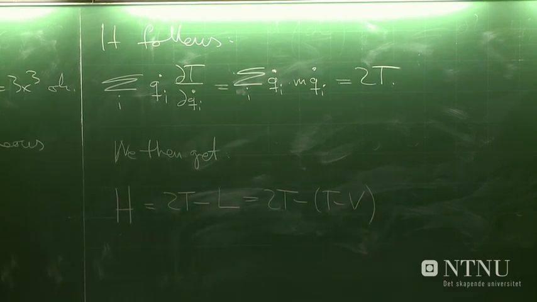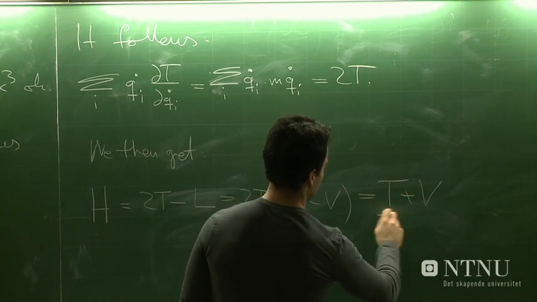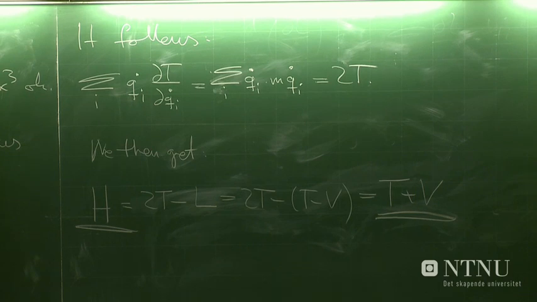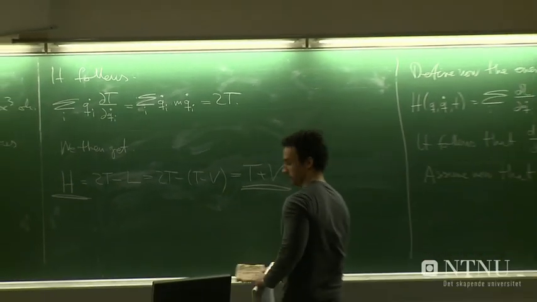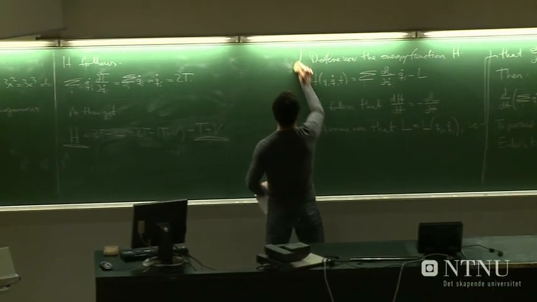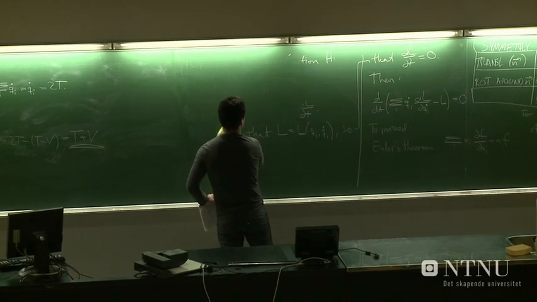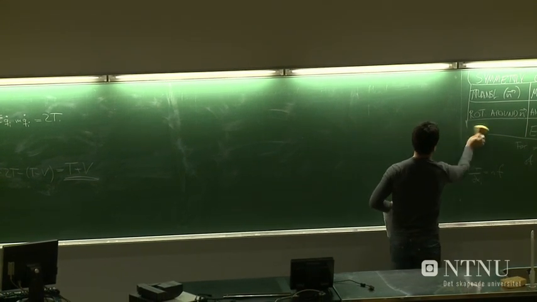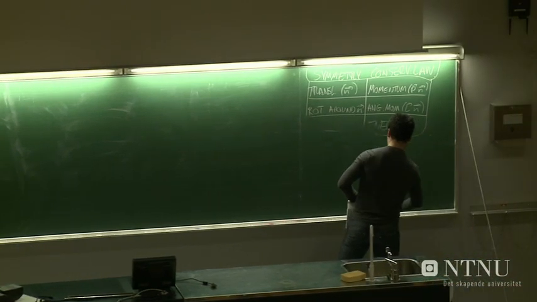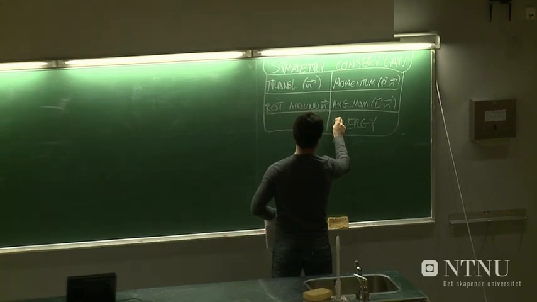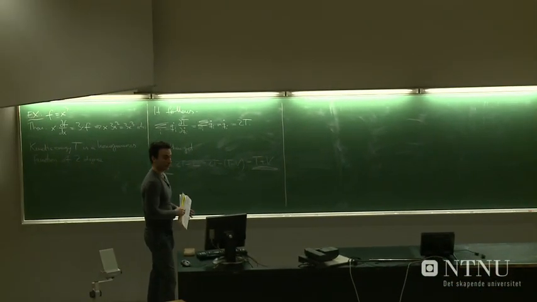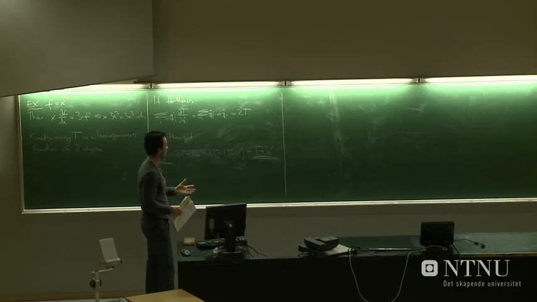And inserting for L, T minus V, we obtain the sum of the kinetic and the potential energy. So this gives you an idea why h is known as the energy function, because it's the total energy. So in other words, we have now identified the precise mathematical condition which gives us a conserved energy.